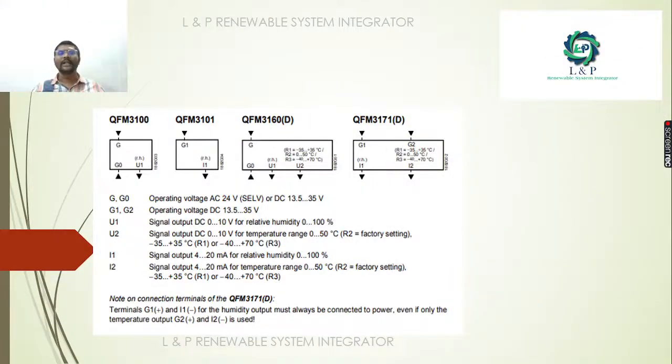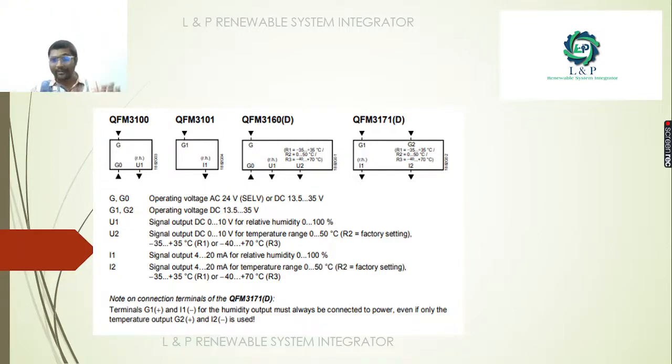So as I told earlier, in Siemens we have so many varieties: QFM 3171D, QFM 3160D, QFM 3101, QFM 3100. Wherever you are going in the U1 terminals, if you plan to take your relative humidity 0 to 100% as a DC output 0 to 10 volt, you can connect your terminals in U1.